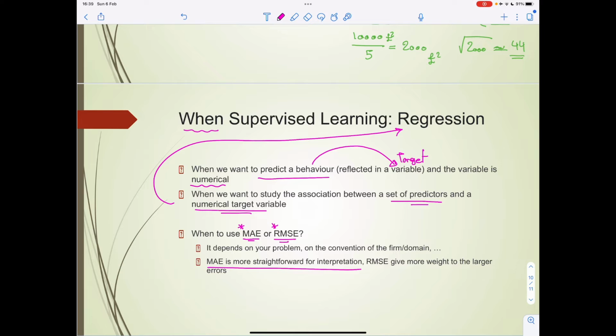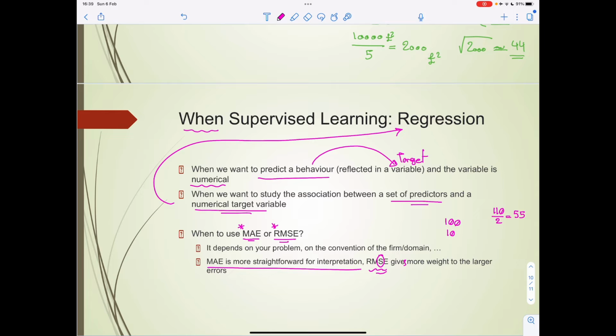But there is a more important thing about root mean square error. Root mean square error penalizes the larger errors. It gives more weight to larger errors. Why? Because of that squared element. So if your errors are 100 and 10, the mean absolute error would be 110 over 2, equal to 55.